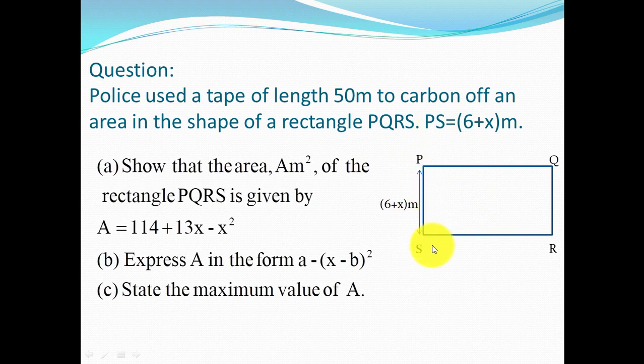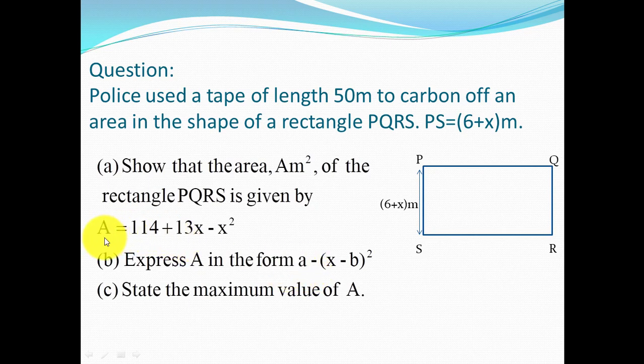So to find the area of this rectangle, we first require to find the length of this rectangle. We know that by definition of the rectangle, the opposite sides of the rectangle are equal. It means that PS must be equal to QR, and PQ must be equal to SR, and we just use this expression. And the second part of this question is that express A in the form.